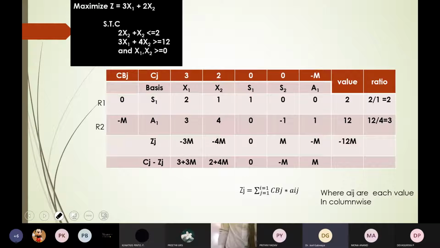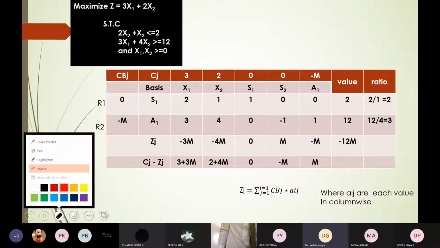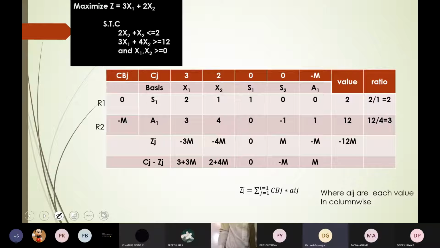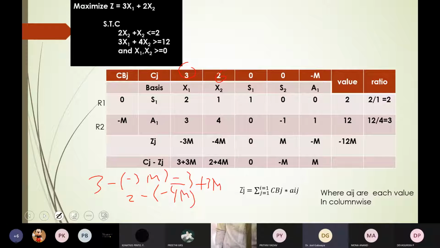Once we find Zj, we are going to calculate Cj minus Zj. Cj value is 3. We take 3 minus 3M, which is 3 plus 3M. Then 2 minus minus 4M, what is the value? 2 plus 4M. And so on.